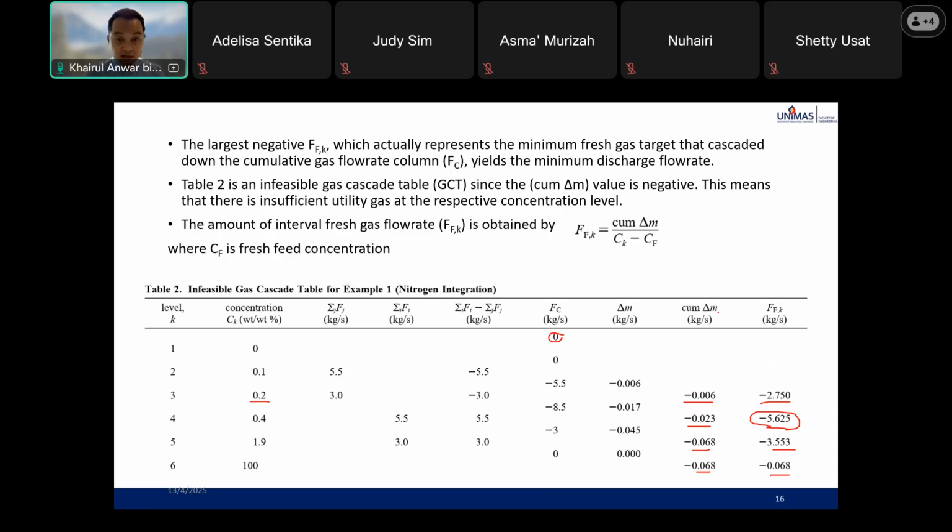This means that there is insufficient gas at the respective concentration level. The amount of interval fresh gas flow rate is obtained by dividing cumulative delta M by the difference between the concentration at level K and the fresh fluid concentration CF. So FFK here is calculated by this equation. So cumulative delta M negative 0.006 over CK. CK is here 0.2, minus 0 is 0.